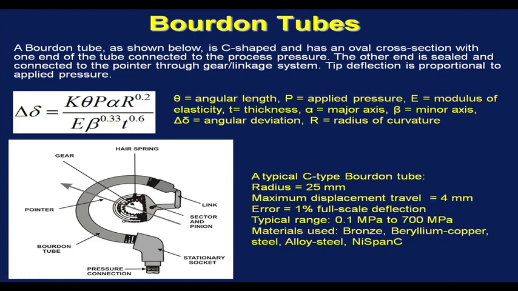A typical C-type Bourdon tube may have a radius of 25 millimeter, and may have a maximum displacement travel of 4 millimeter. Error in measurement may be 1% full scale deflection. Typical range is 0.1 megapascal to 700 megapascal, and the materials used for making Bourdon tubes are normally those materials which have very good elastic property, such as bronze, beryllium copper, steel, alloy steel and Ni-Span C alloy.